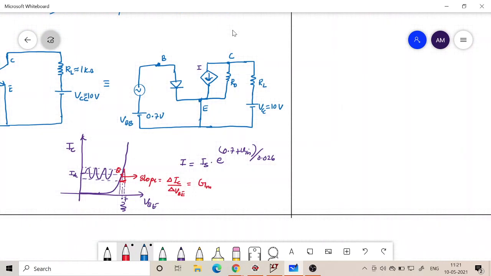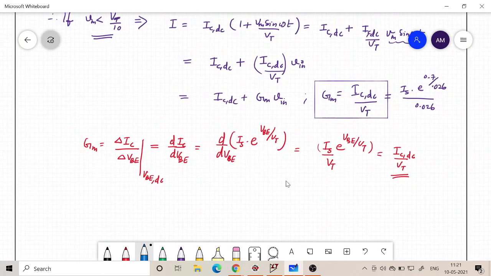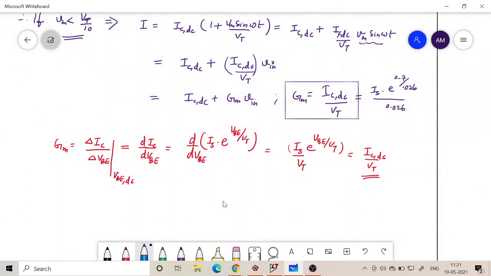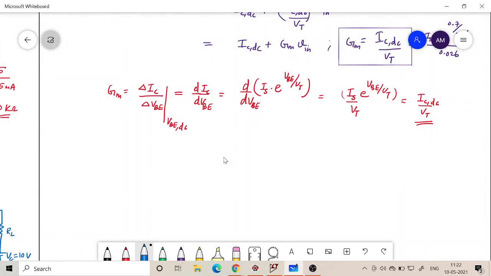If we go back to this curve, if I take the slope here, this is a smaller slope, this is a larger slope, and if I take a slope here, it is even bigger. So the slope is different at different points, so GM is different at different points. So what does that mean for the amplification of the signal? Now let's come to the amplification factor. How much is my amplification of the signal?